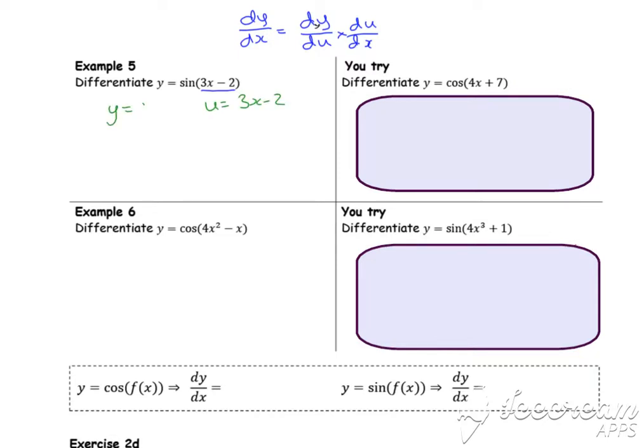Meaning that y is equal to sine of u. Differentiate both of these, the easy one first. And then, okay, what do we do when we differentiate sine? Hopefully you remember that is cos. And then for our final answer, we multiply those together.